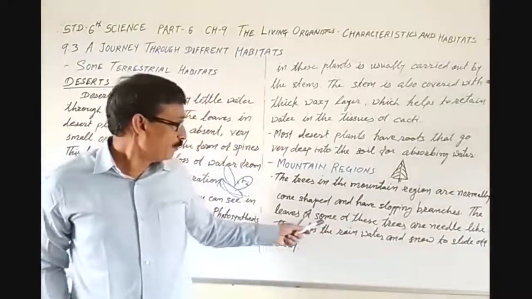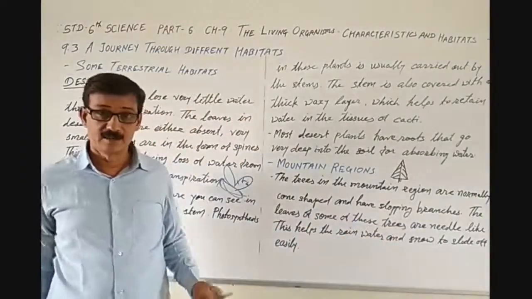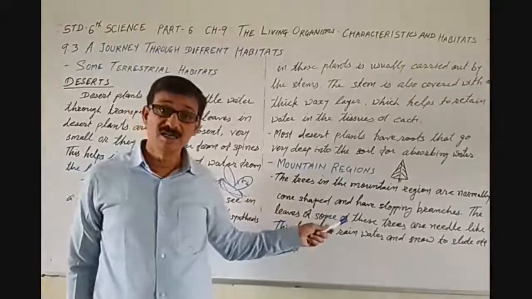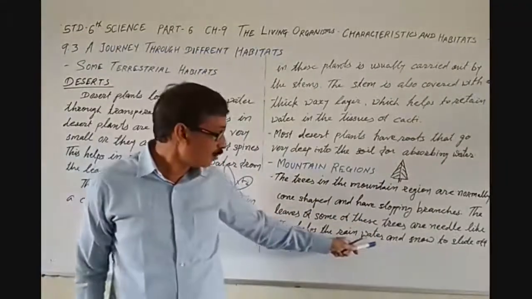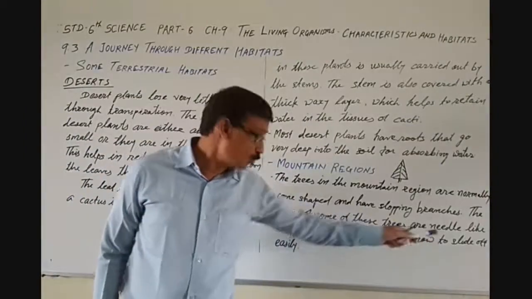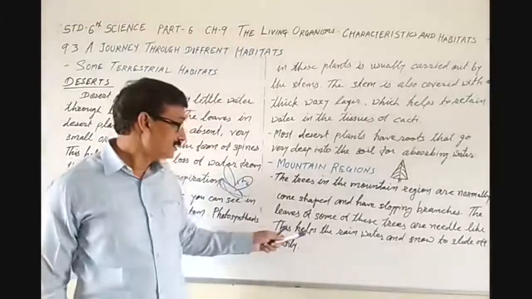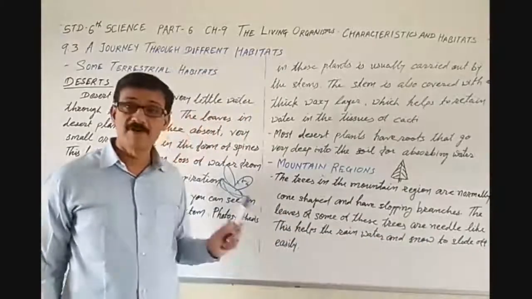The leaves of some of these trees are needle-like. This helps the rainwater and snow to slide off easily.